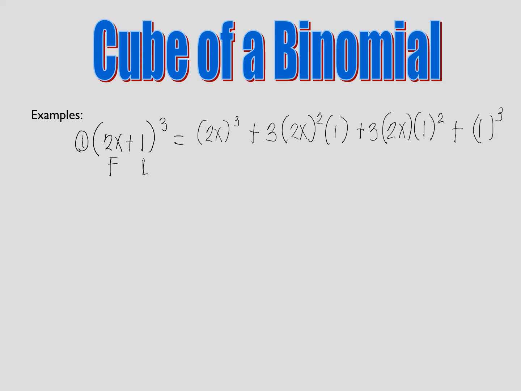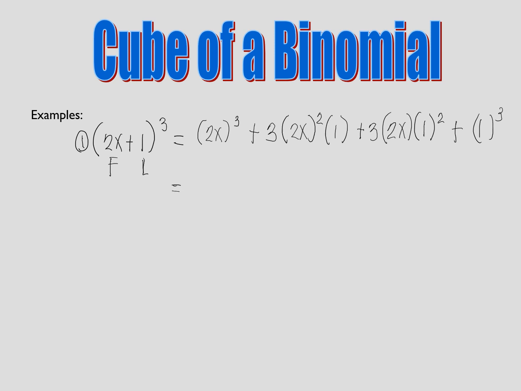So as you can see, it's thrice the product of the square of the first term and the last term. This time, we have here thrice the product of the first term and the square of the last term. So we square the first term first, and then we also have here the square of the last term. Then we simplify because this is not simplified yet.